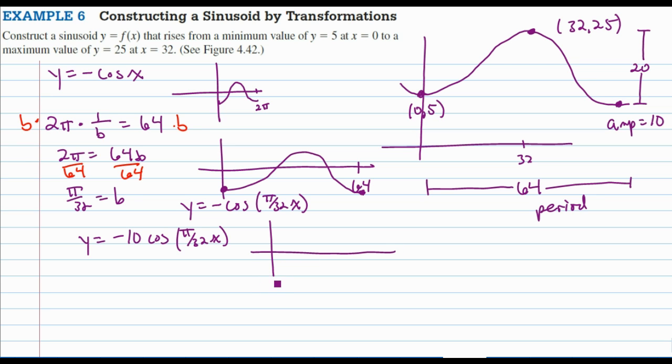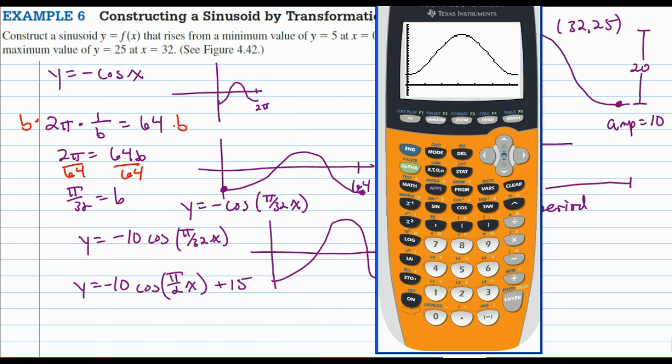So now I've got a curve that's nice and stretched out, goes all the way out to 64. Problem being, it's not shifted up. See, this guy's minimum is going to be negative 10. I want the minimum to be 5. So to shift something from negative 10 to 5, I need to shift it up 15 units. So I'm going to do y equals negative 10 times the cosine of pi over 32x, and then a vertical shift up 15. Now I'm going to take my time to set my window on that curve.